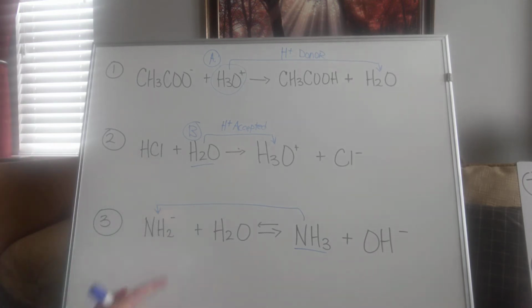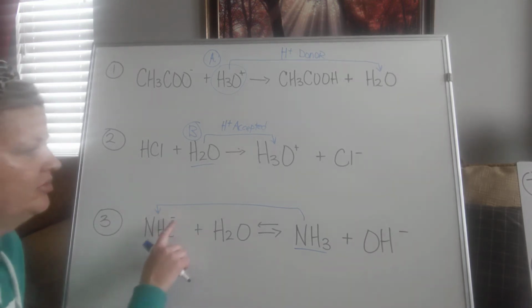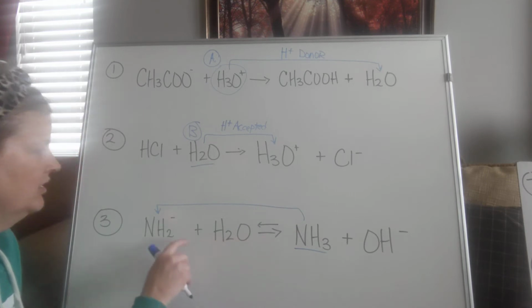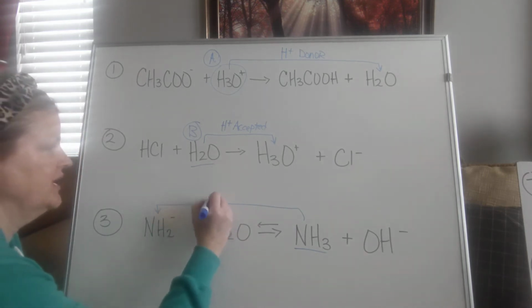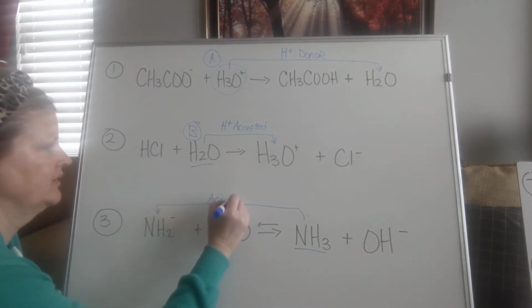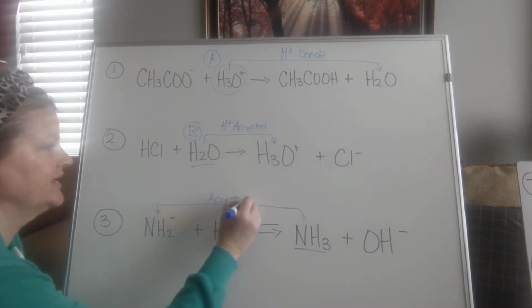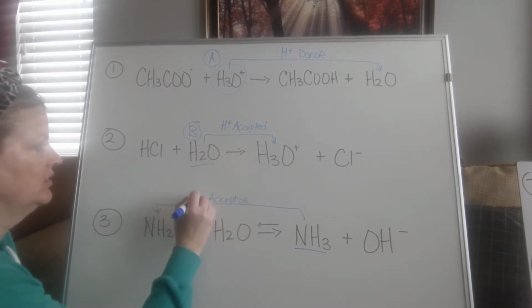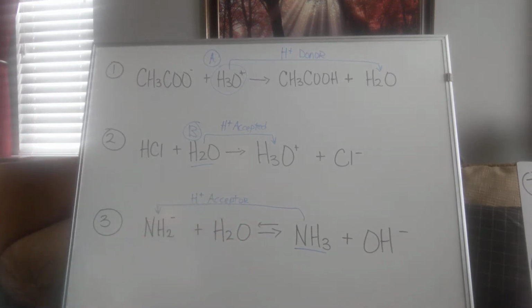So how does NH2 ion become NH3? Well, it gains or accepts. So this is my acceptor, a hydrogen ion. Okay? Which means this is my base.